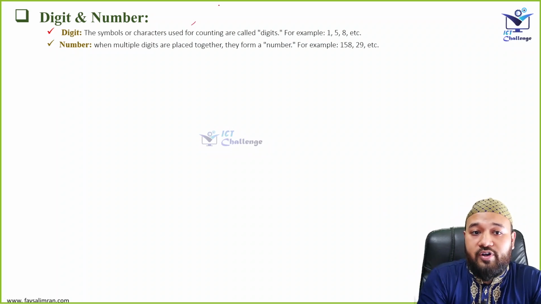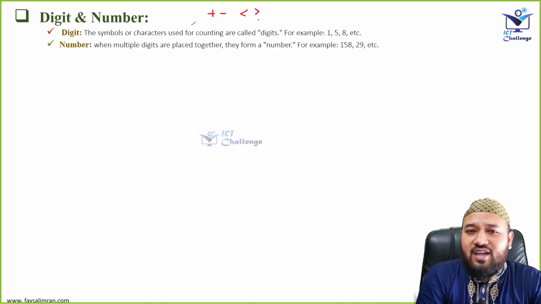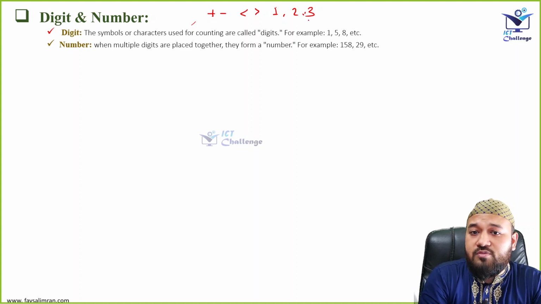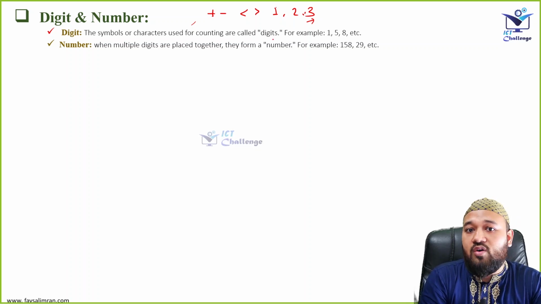We have a lot of operators. We have mathematical operators like this, and we have logical operators like greater than or less than. There are many kinds of symbols available here in mathematics. Also we have 1, 2, 3. So here we have a lot of symbols, but we do not use all of them for counting, right? We are just using 1, 2, 3 for counting. That means the symbols or characters used for counting are called digits. For example, 1, 5, 8, that is a digit.